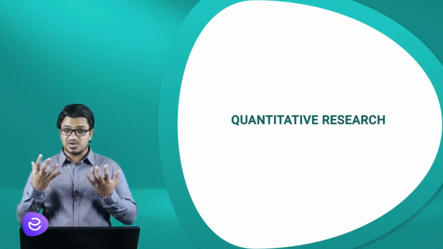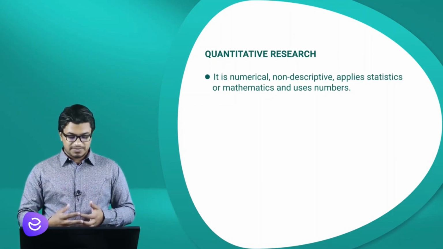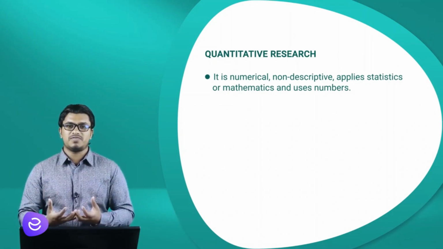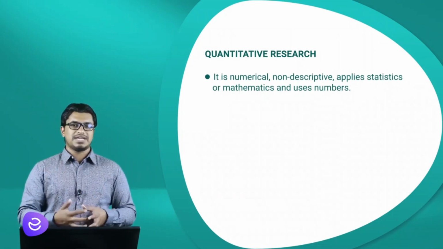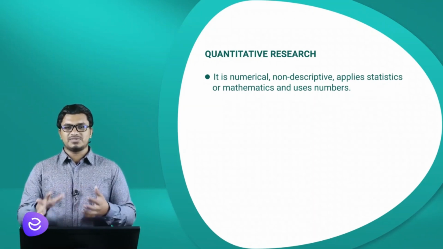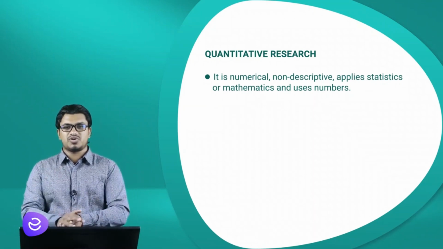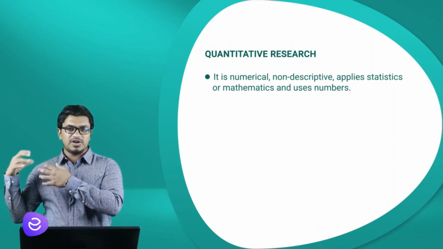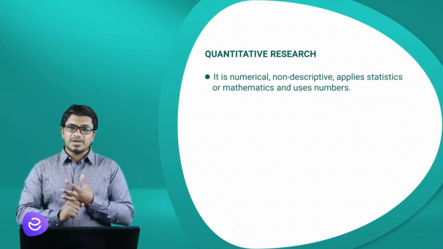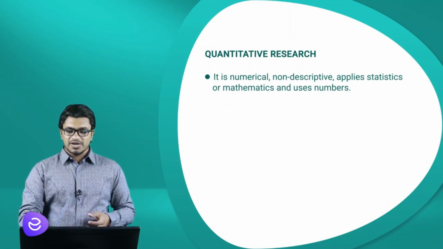As I said, the first one is quantitative research. It is numerical, non-descriptive, and it applies statistics and mathematics, the use of numbers, etc. to conduct research. So it is non-descriptive. We are not describing or explaining the research, and we are not digging into new facts. It is the use of numerals, statistics and numbers to conduct a research.